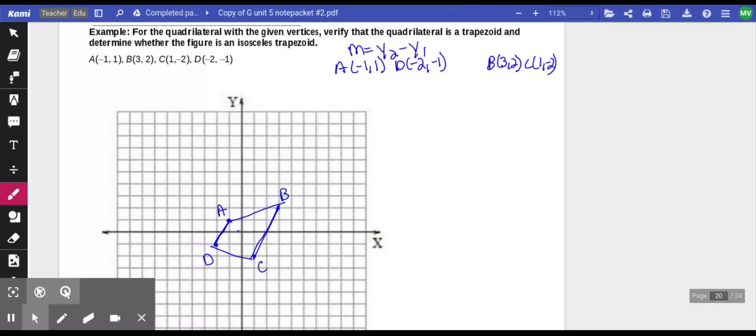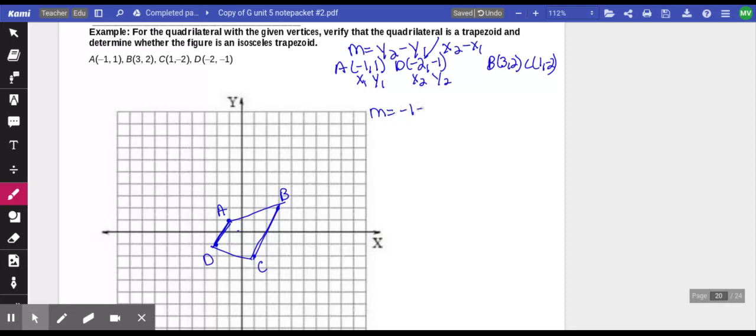Okay, so I graphed it, and then looking at it, the sides that look like they're parallel are AD and BC. So those are the sides I'm going to do the slope on. So for AD, I'm going to do x1, y1 for the A point, x2, y2 for the B point. Slope is y2 minus y1 over x2 minus x1. So it's -1 minus 1 over -2 minus -1. So that's -2 over -1. So that's just 2.